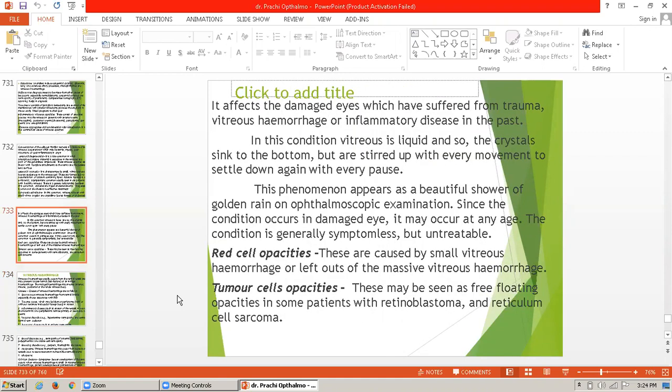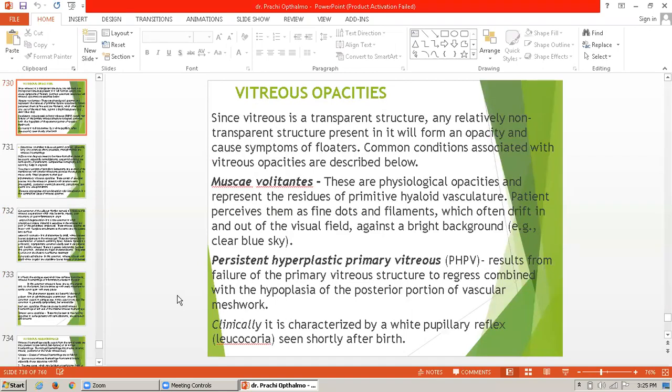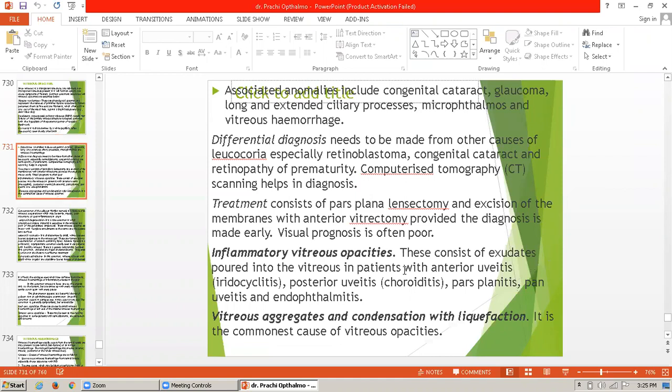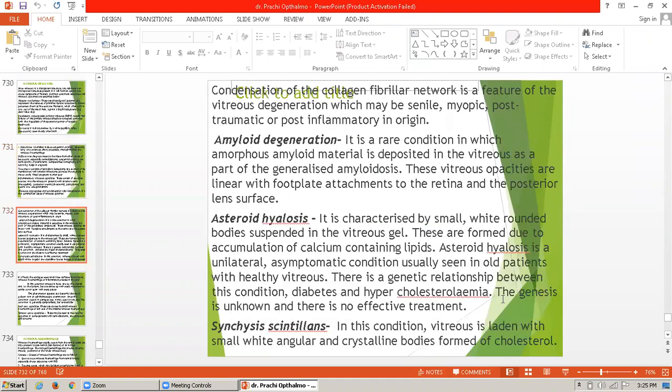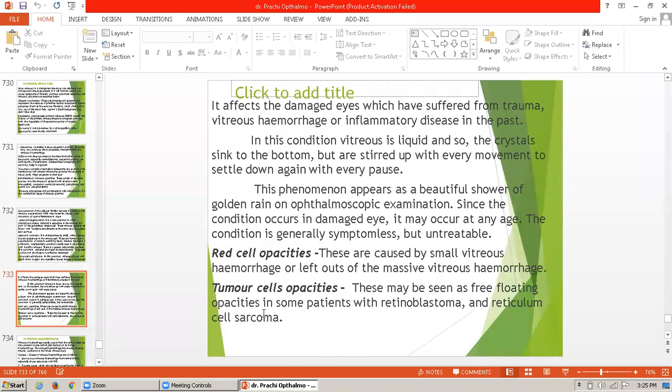Then, this is all about the vitreous opacity. Since the vitreous is a transparent structure, a relatively non-transparent structure present in it will form an opacity and cause symptoms of floaters. Common conditions associated with vitreous opacity are Mittendorf dot, persistent hyperplastic primary vitreous, that is PHPV, inflammatory vitreous opacities, vitreous aggregates and condensation with liquefaction, amyloid degeneration, asteroid hyalosis, synchysis scintillans, and rare cell opacities and tumor cell opacity.